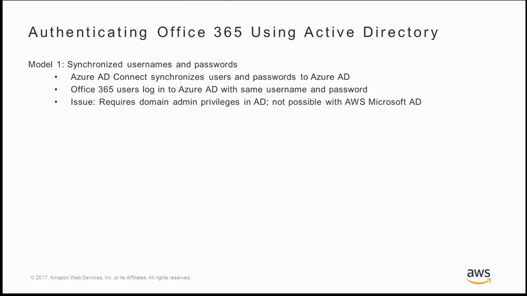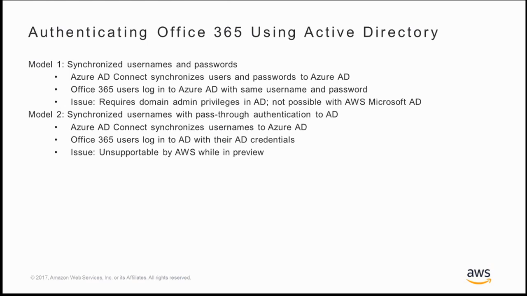AWS is the domain administrator, and we delegate an organizational unit to you that you have administrative control over. The second model is to synchronize usernames and use pass-through authentication to Active Directory.